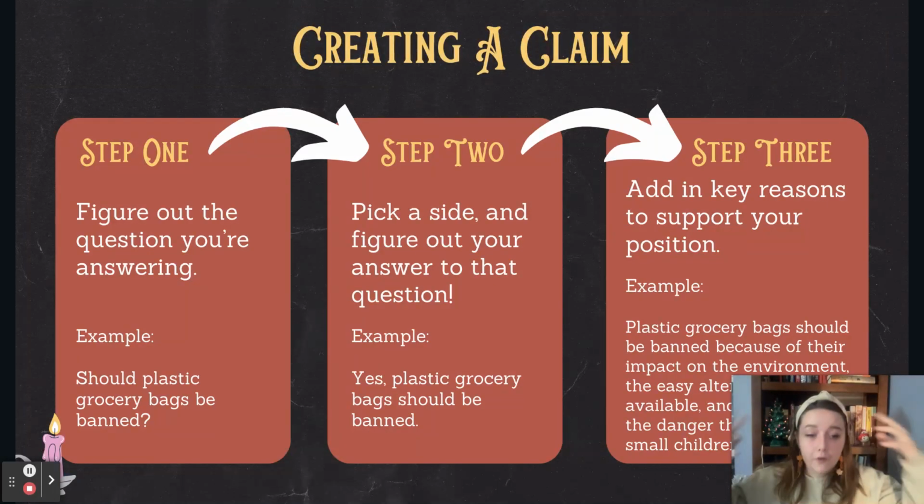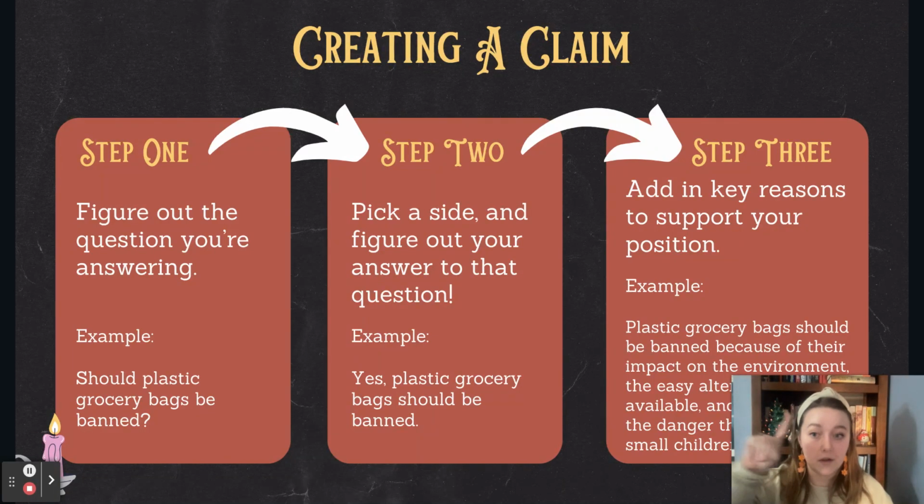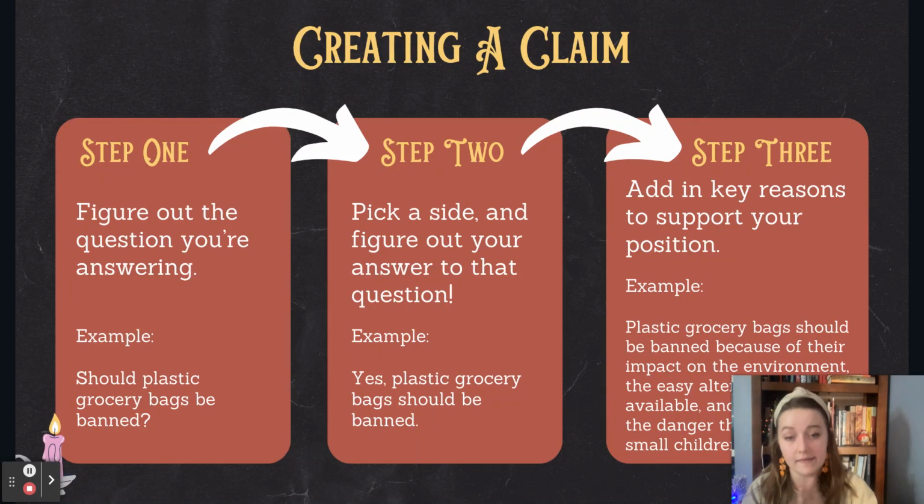Now, the first step to really being successful with an argument is creating our own claim. Once you know what you think, you can first start by figuring out the question that you're meant to be answering. So, for example, should plastic grocery bags be banned? Step 2 is to pick a side. Remember, we don't sit on that fence, and we figure out our own opinion, our own answer to that question. So, my claim could be, yes, plastic grocery bags should be banned.